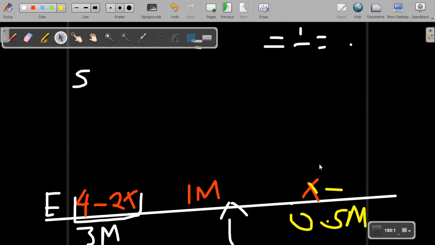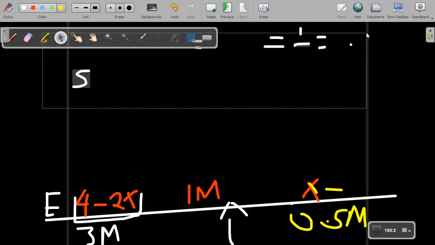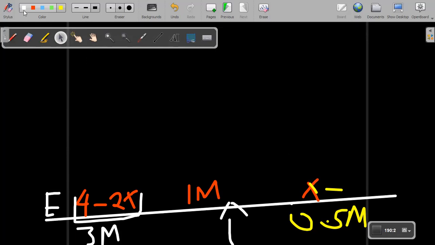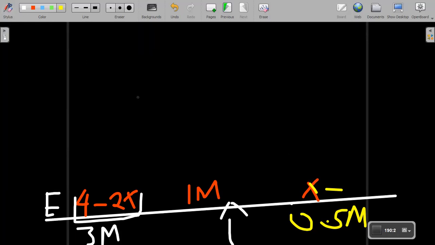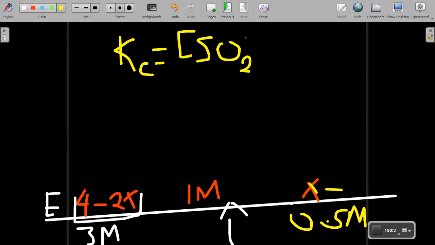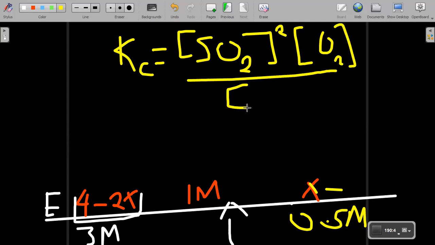Do we have any concerns, any questions? So we know our K, the expression for our K is supposed to be the products, where we have sulfur dioxide, which had the stoichiometric coefficient of 2, being multiplied by what? The oxygen gas, over the SO3, which also had the stoichiometric coefficient of 2.